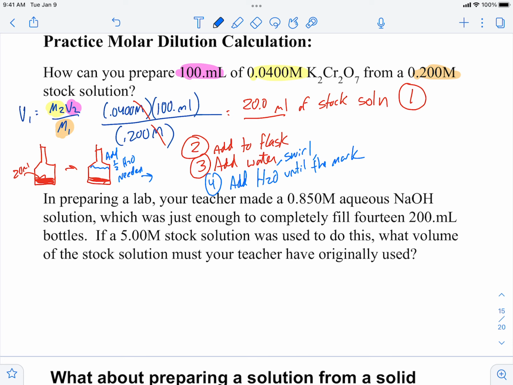All right, using that example, try this next one on your own. Now pay attention to the fact that they're making 14 bottles.